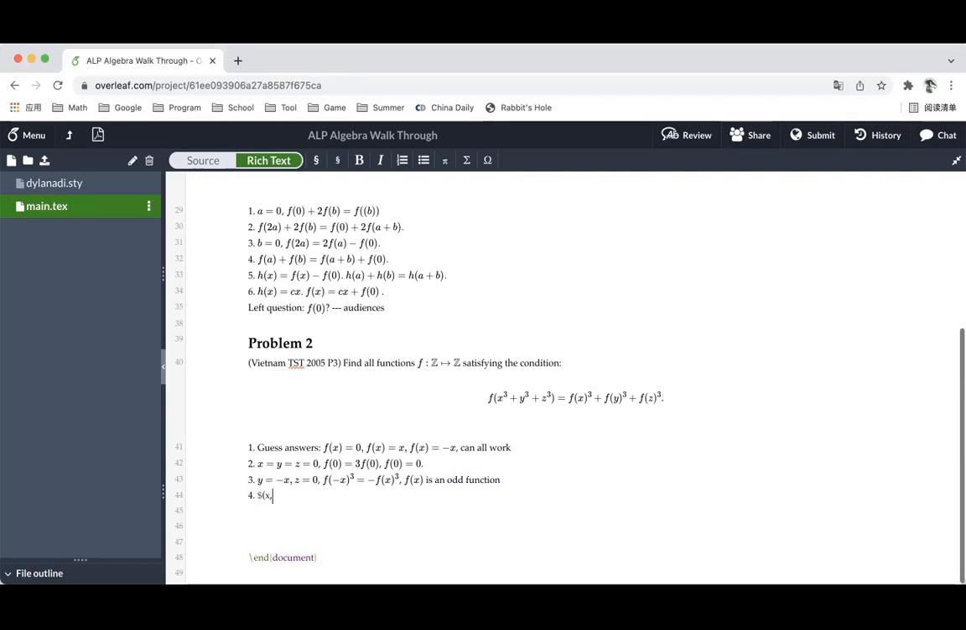What if we take x, y, z as 1, 0, 0? The equation actually becomes f(1) = f(1) cubed. So we know there are basically 3 possible values for f(1), and they are 0, 1, and -1. So we realize that the substitution of 1 and 0 is pretty useful, and we can do more with it.